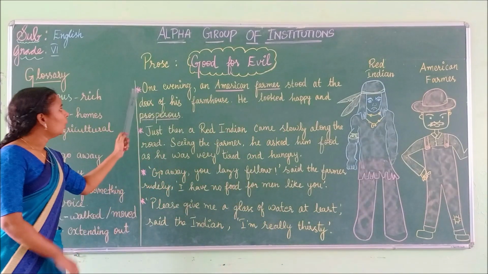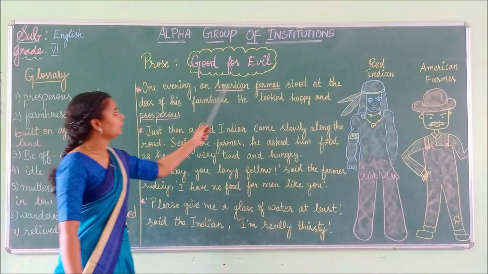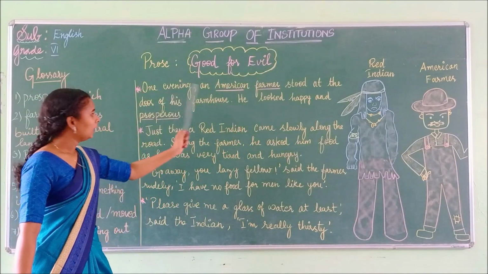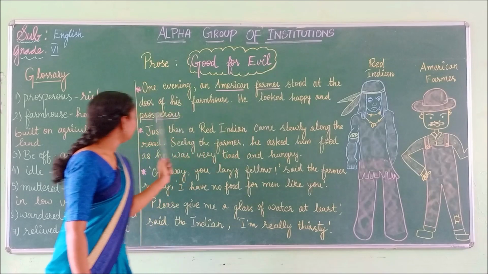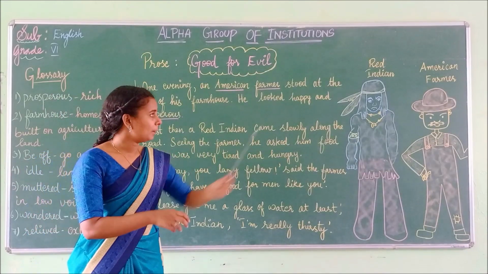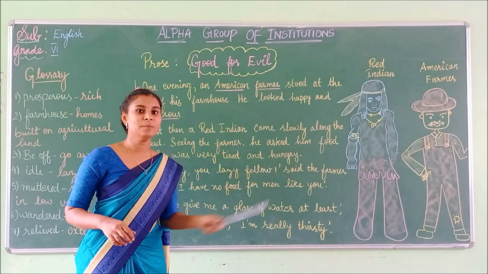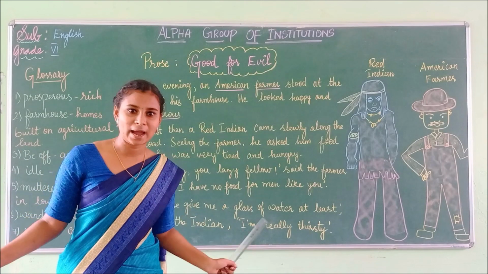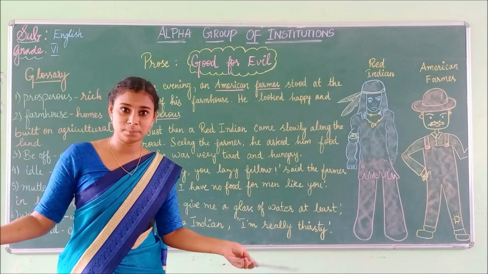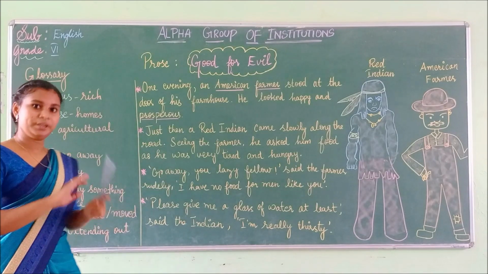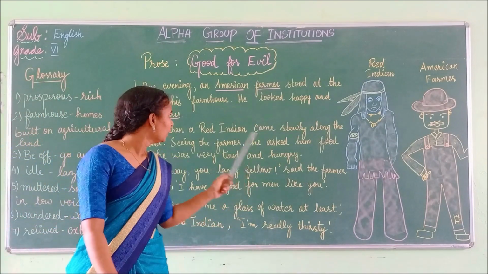So here, one evening, an American farmer stood at the door of his farmhouse. He looked happy and prosperous. So in one evening, the American farmer was standing outside his farmhouse and he looked so happy and prosperous. What do you mean by prosperous? Prosperous means rich, right? So he is so rich and happy.